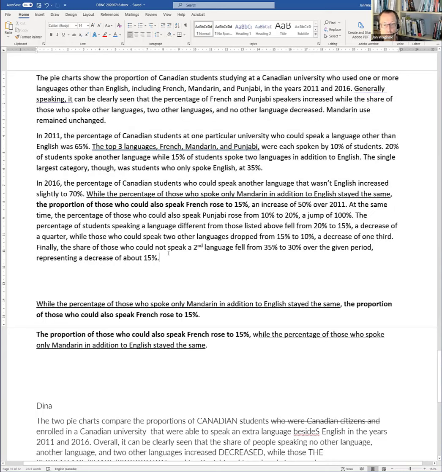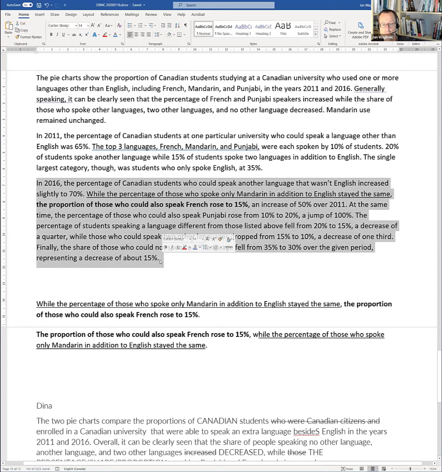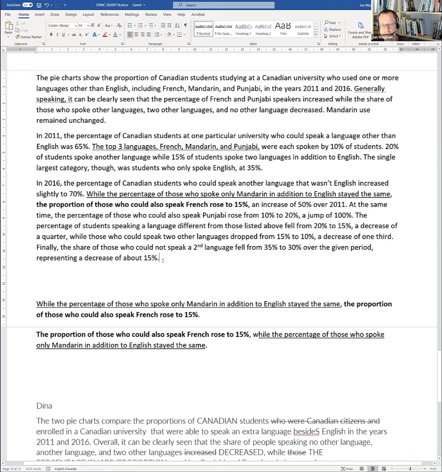I might be a little bit biased because I wrote this one, but when I read a paragraph like this, to me, it's crystal clear what percentage of students are in each category. And then in the next one, what changes took place between 2011 and 2016. Again, I'm not writing this for myself. I'm writing this for someone who's never seen this before.